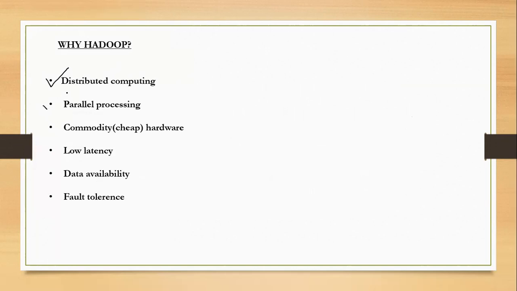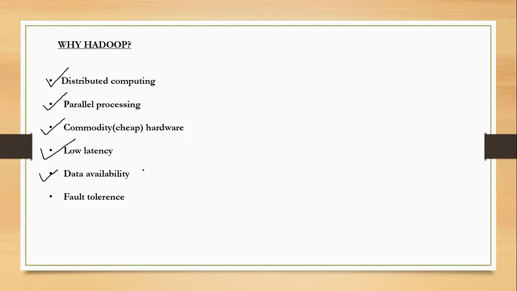Another thing is parallel processing. Whenever we are providing anything to the server to execute, those things are carried out by parallel processing. Another thing is that we can have this on commodity hardware. It means we don't need to go for some expensive hardware to store this data. Another thing is low latency. It means whenever we are working with big data, the performance is always better than any other traditional system. Another thing is data availability.